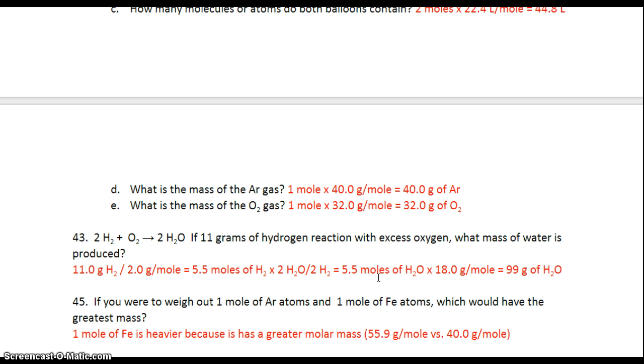And finally, we convert to the desired unit. In this case, we want grams of water. So we're going to multiply by the molar mass of water to get a final mass of 99 grams of water that are going to be produced.